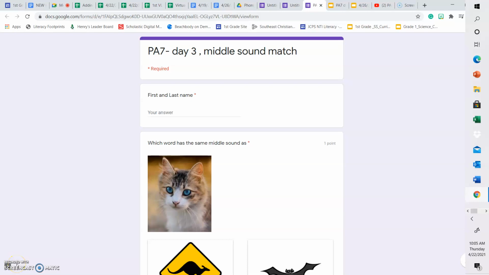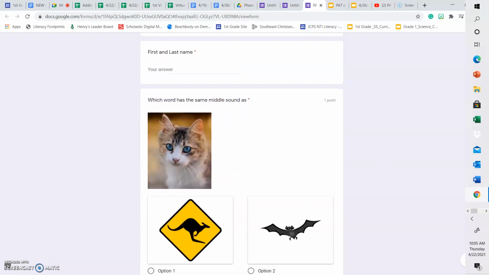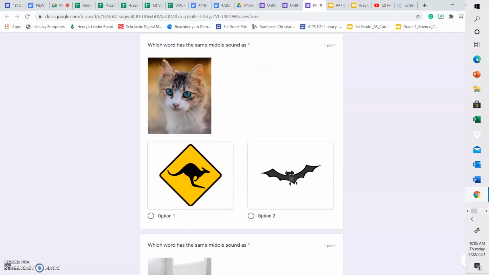All right, friends, today for your assignment, you watched the video on the Google Slides, and now you're going to complete this form. So type your first and last name at the top. It says, which word has the same middle sound as cat? Cat. So think about the middle sound in the word cat, and then look at the pictures below.